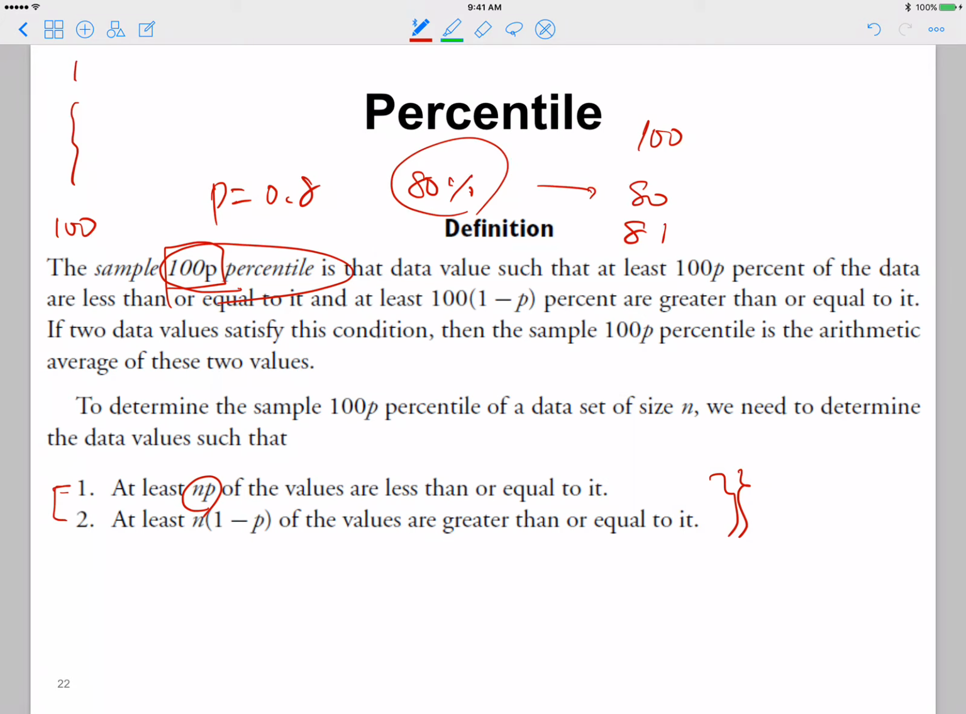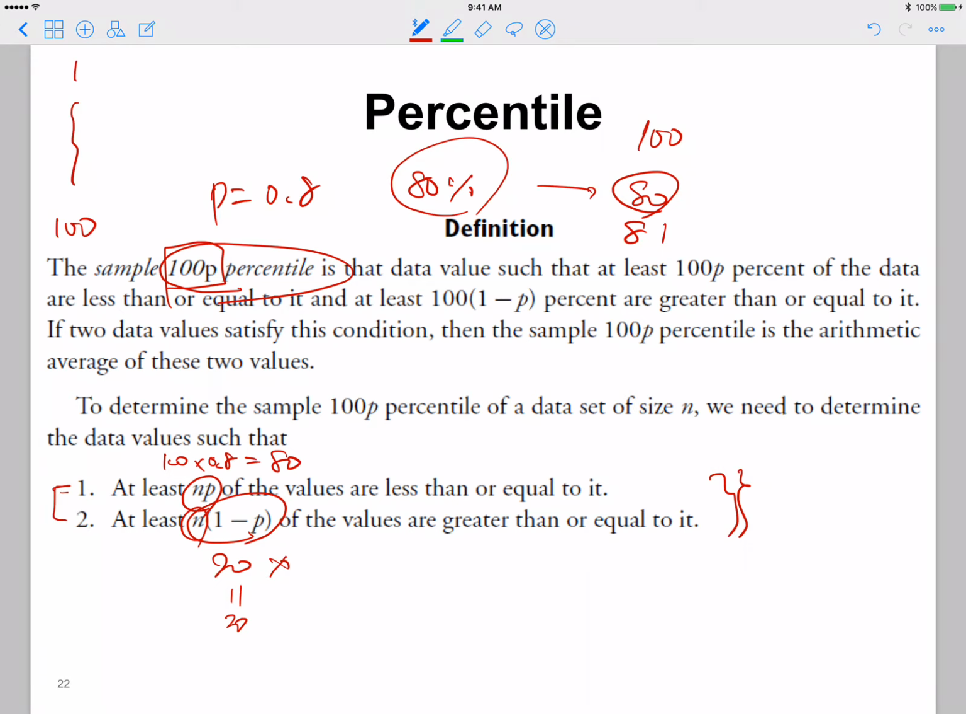So we have to satisfy these two conditions. In this case, with 100 data items, at least 80 data items should be less than the one that we picked up as this 80% percentile, and 20% times n, which is 20 data items, should be greater than or equal to the one that we picked up.